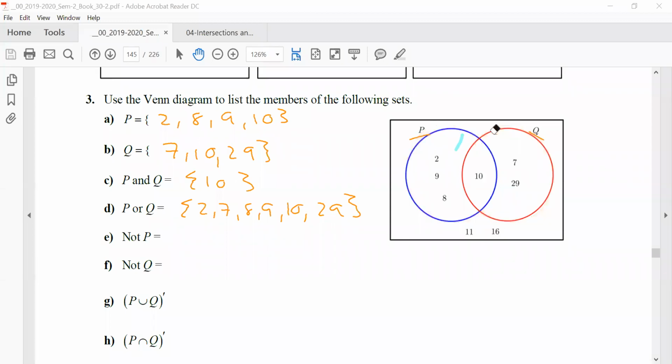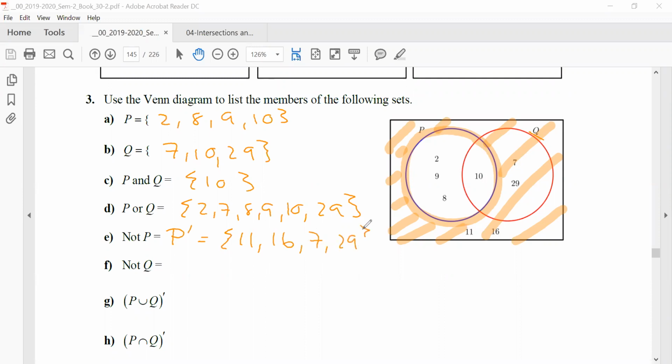Not P, which is also the same as writing it like this, not P, that little prime again. So not P, what I like to do again is I like to highlight P, and then I like to say I'm everything on the outside of P. So anything in this shaded region out here. So not P is 7 and 29 for sure, but I think what a lot of people miss is the 11 and the 16. Okay, a lot of people miss those.